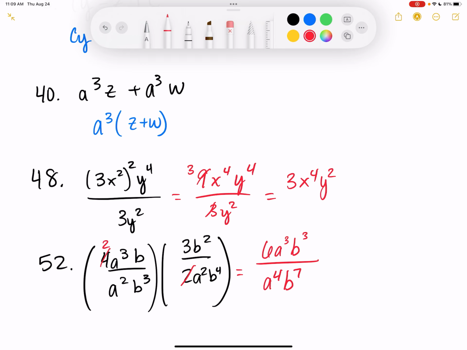The whole reason I didn't want to do it originally is because, as you can see now, anything that got moved to the top is going to end up being negative and have to get moved back. So I like to combine as is initially, and then I'll cancel at the end. So what does this leave me with then? 6 over a, b to the 4th. Yep.